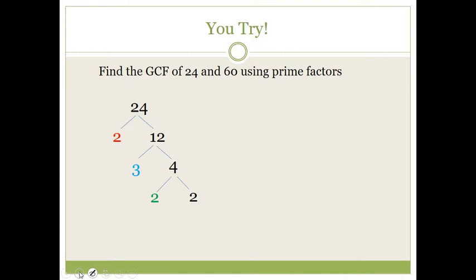Alright, so here I'm breaking down 24 into its prime factors. So I went ahead and said, well, 2 times 12 is 24, 2 is prime, 3 times 4 is 12, 3 is prime, and 4 breaks down to 2 times 2. Alright, so the prime factorization of 24 is 2 times 2 times 2 times 3.